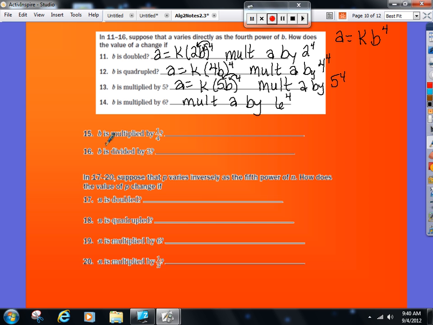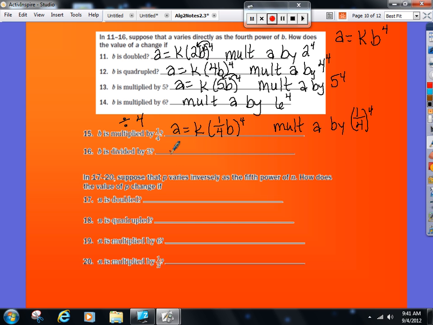Alright, this is trickier. If b is multiplied by 1/4, I will have a equals k times 1/4 b to the fourth. What's going to happen to a? Well, you could use this shortcut that we've been doing. You could say multiply a by 1/4 to the fourth. You can say that. But I want you to think for a second about what this means. If b is multiplied by 1/4, it's really the same thing as dividing it by 4. You could have also said divide by 4 to the fourth, and it would have been the same thing. In fact, I think it makes more sense. Which leads us right into this example.